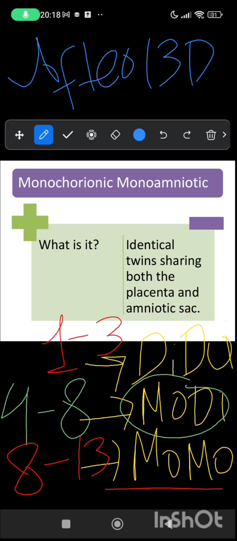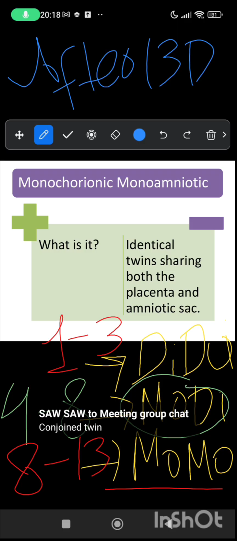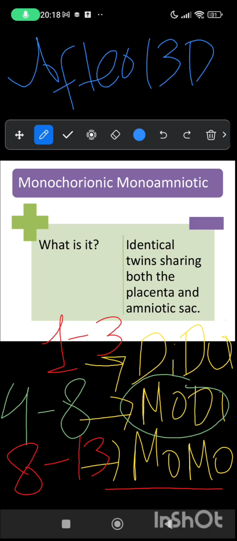Conjoined twins. Yes, conjoined twins. So now they are physically connected. It's like both twins are lying on one bed, very, very close. They are attached to each other. That is conjoined twins. So if the split happens early, then it results in dichorionic diamniotic.